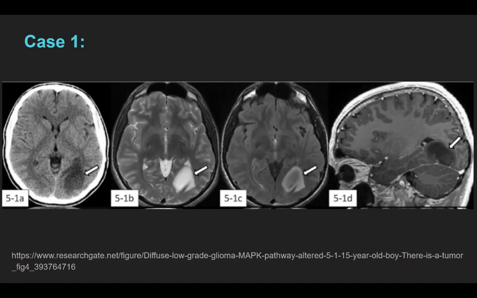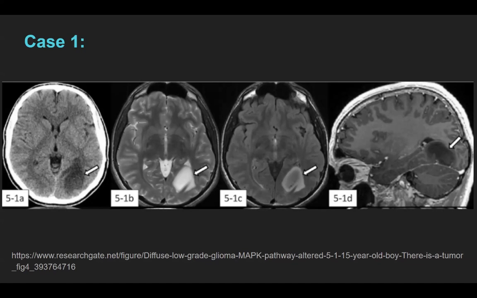What is that called? This is called the T2-FLAIR mismatch. I am sure everybody who has been attending these sessions or watching the recordings would be very clear of what T2 mismatch is, because we do see it in gliomas. But here, this might be a misrepresentation. Let's not stay stuck on the radiology today.